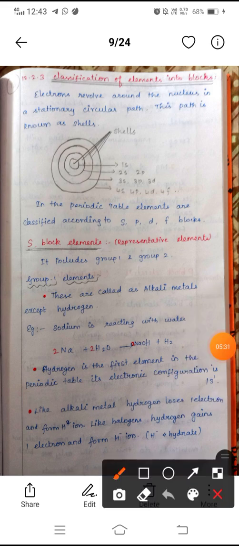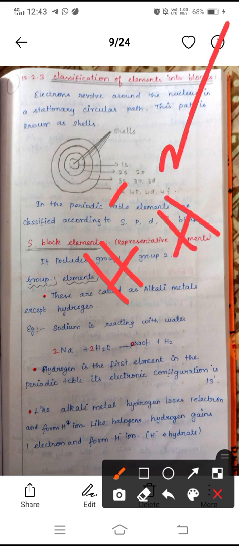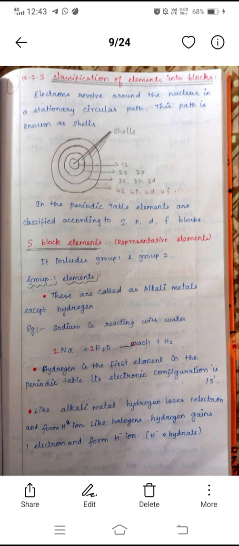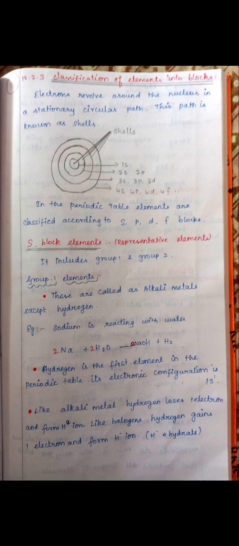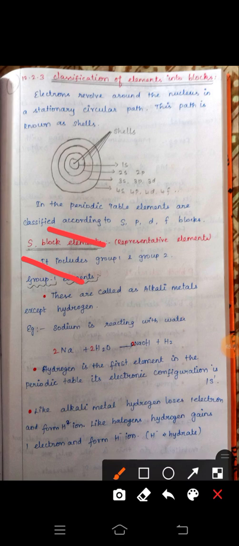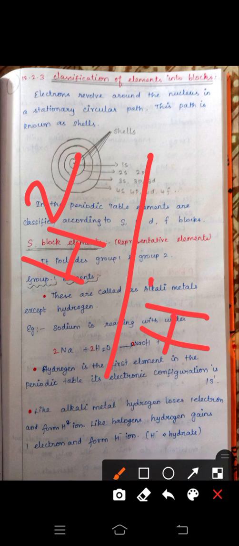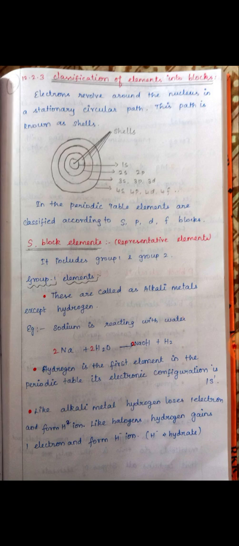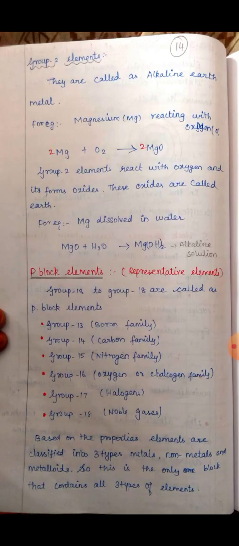See here, like an alkali metal, hydrogen loses 1 electron and forms an H+ ion. Like a halogen, hydrogen gains 1 electron and forms an H minus ion, that is hydride. Now group 2 are called alkaline earth metals, and group 1 are called alkali metals.